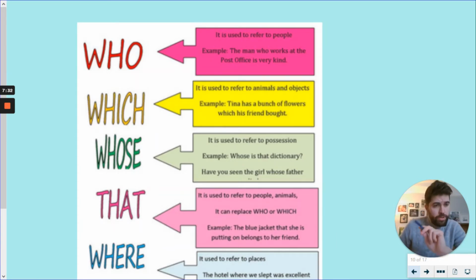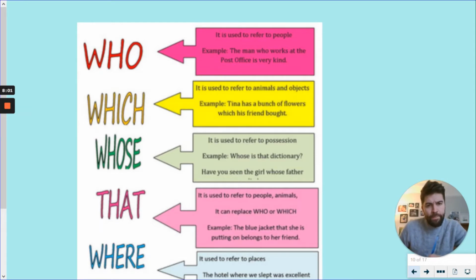Talked about who. We use who to replace people. So the man who works at the post office is very kind. Instead of saying the man, the man works at the post office, we use who. We use which for objects, animals, things. So in this case, Tina has a bunch of flowers, which his friend bought. We can use whose when we're talking about possessions.